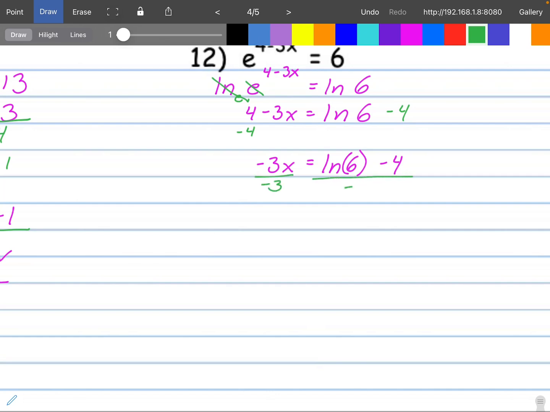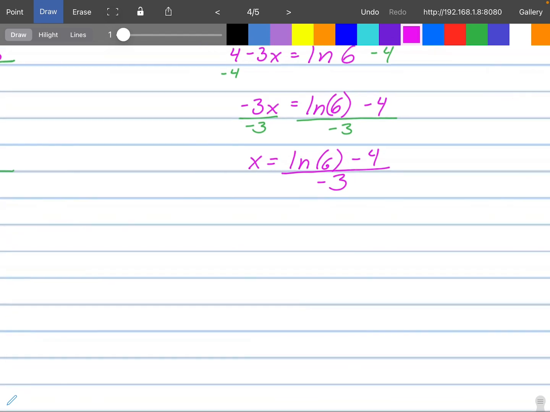Then we've got to get rid of the negative 3, so we divide this whole thing by negative 3, and so then that gives us x equals the natural log of 6, whatever that comes out to be in our calculator, then minus 4, and then divide that by negative 3. So when you put that in your calculator in that order, you're going to get x comes out to approximately 0.736.